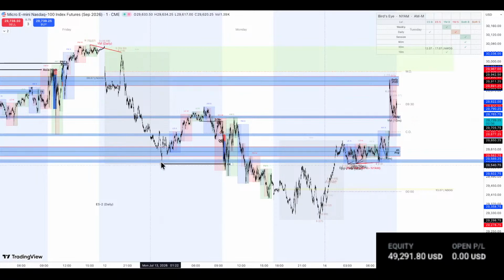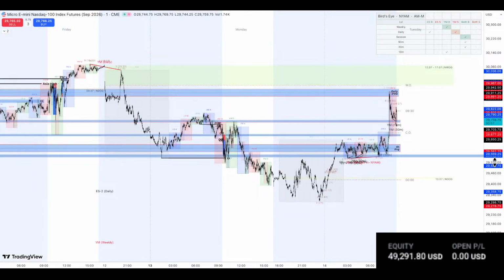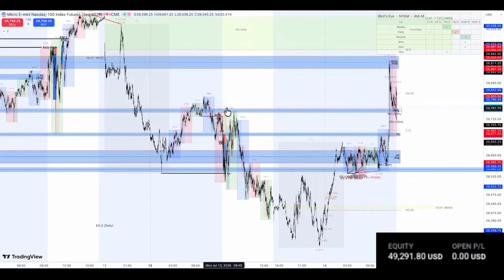After it swept this low, it pulled back, and right after hitting this, it pulled back and respected this daily volume imbalance. Is it a volume imbalance? Yeah, it respected this volume imbalance and then reversed once again, continuing the move to the downside.